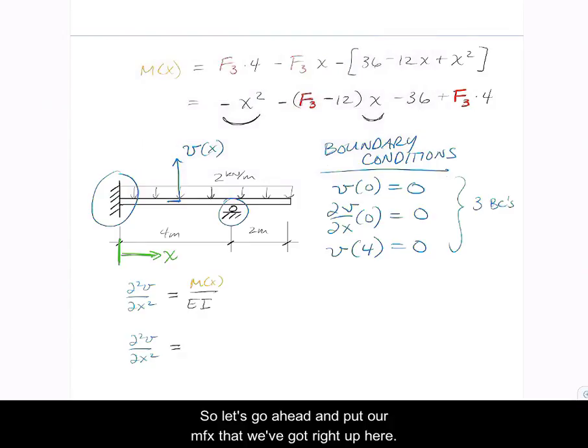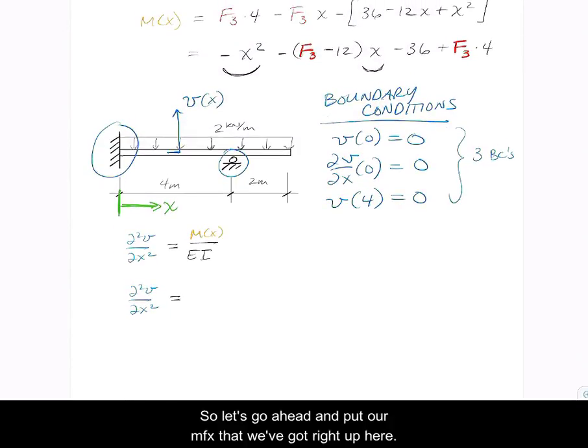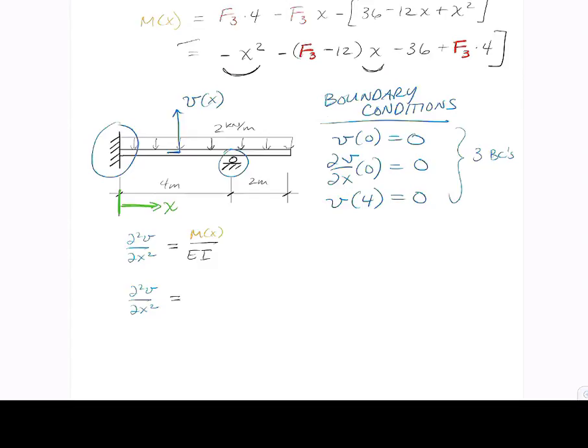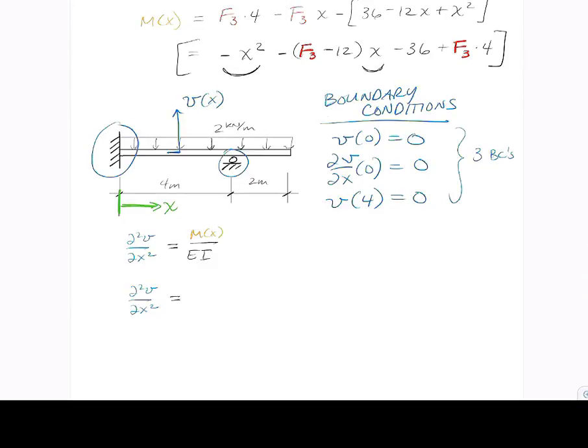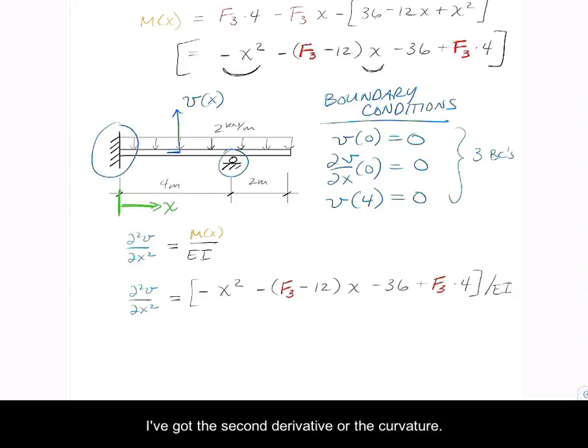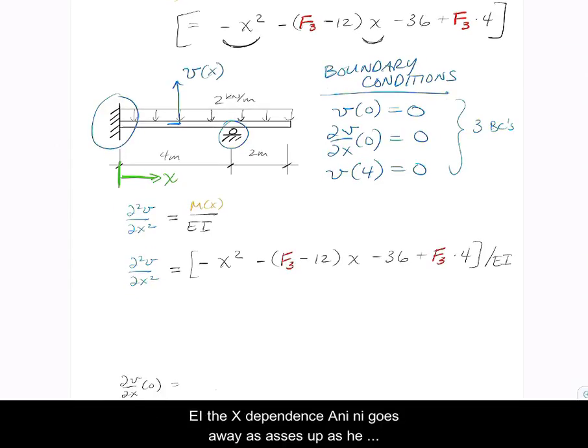So let's go ahead and put our m of x that we've got right up here. We're going to just go ahead and put that right in the second order beam equation. So if I just rewrite that, I've got the second derivative, or the curvature, is directly proportional to the moment divided by EI. The x dependence on E and I goes away, as E and I are constants.